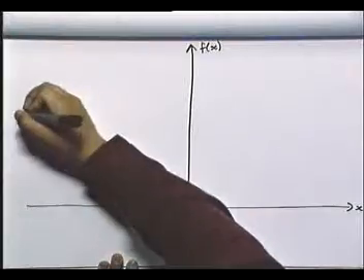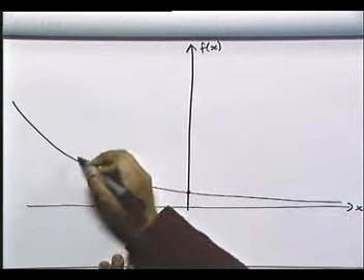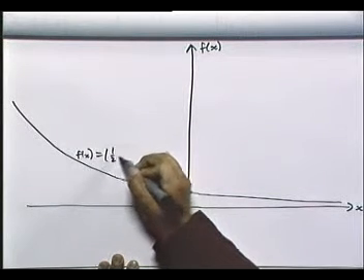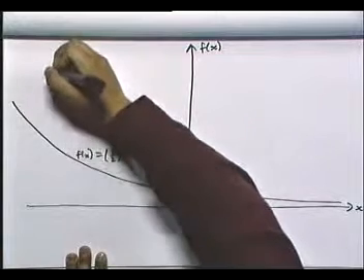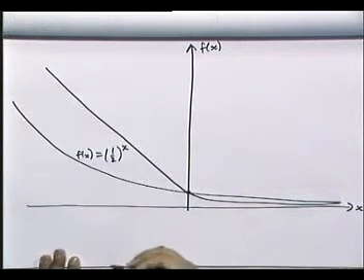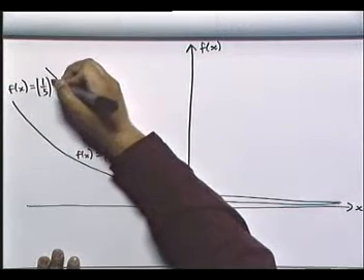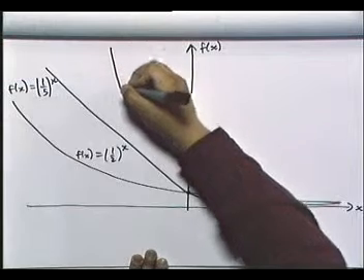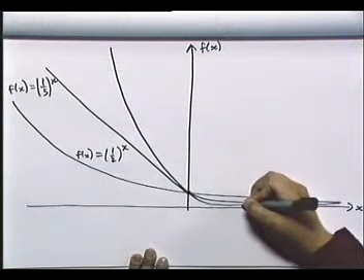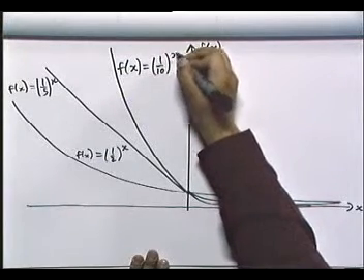I'll just do some axes again. So we've got f of x and x. We've just seen this curve, which was f of x equals 1/2 to the power of x. We might have seen this, which would have represented f of x equals 1/5 to the power of x. Or we may even have seen something like this, which would have represented maybe f of x equals 1/10 to the power of x.